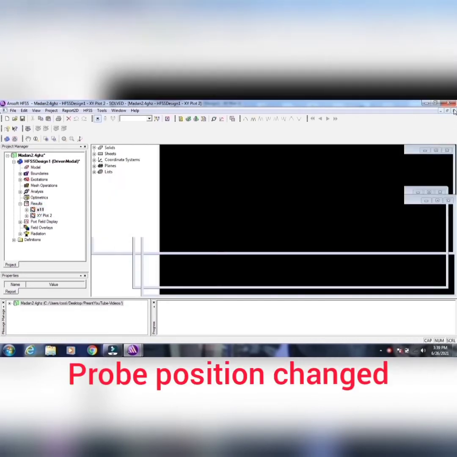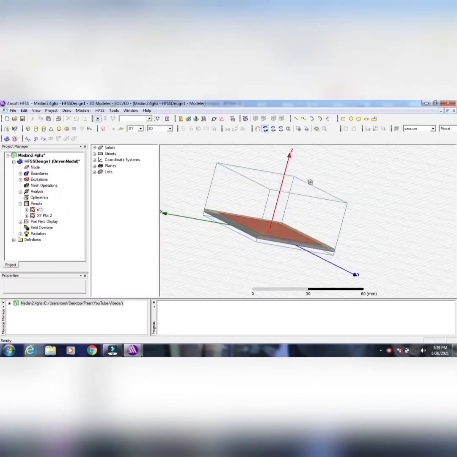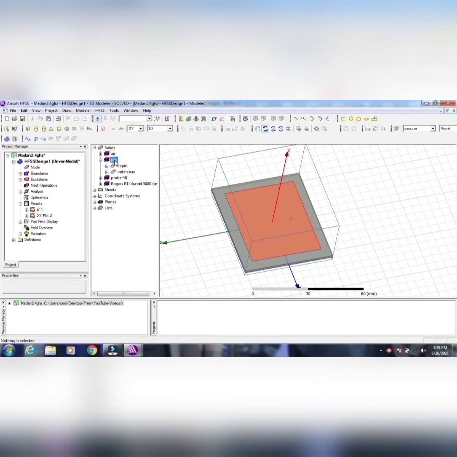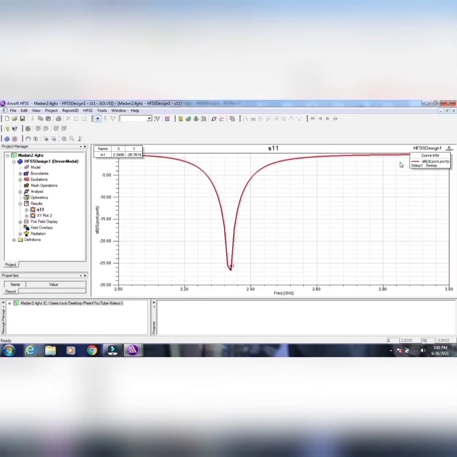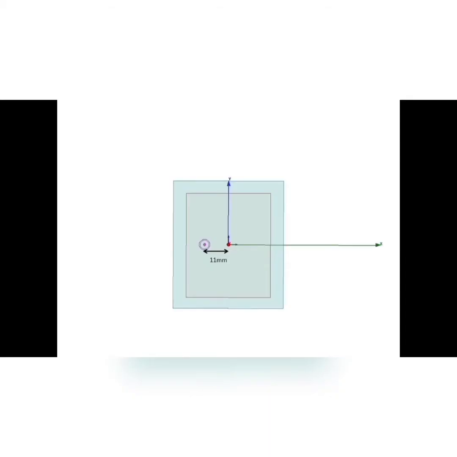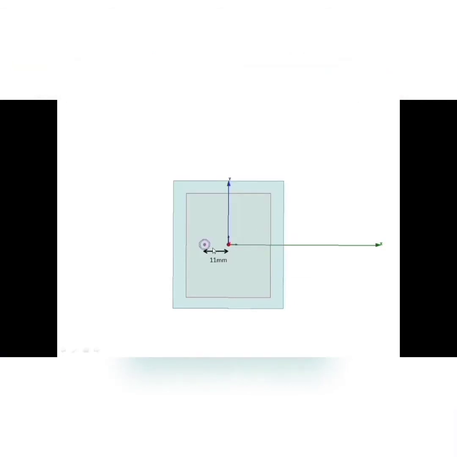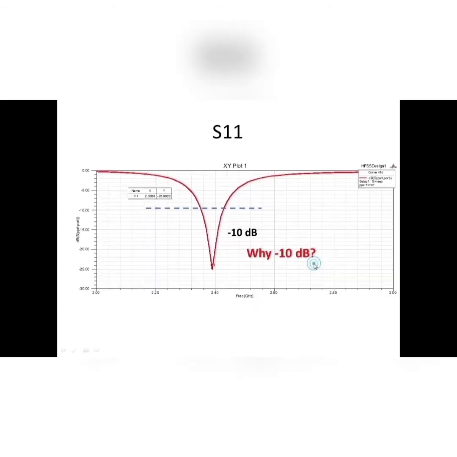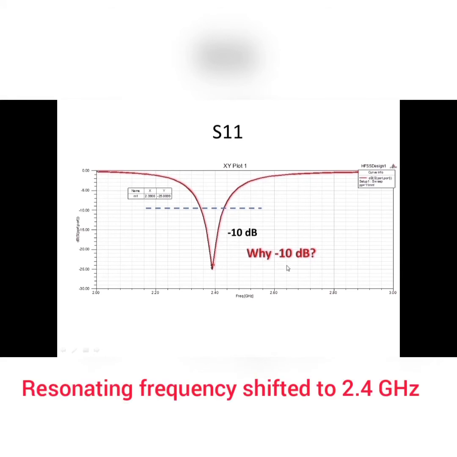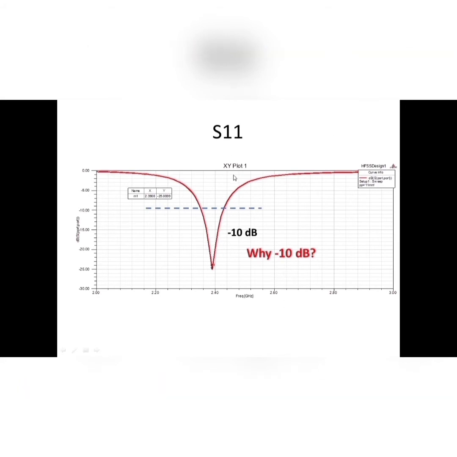Okay, now I changed from 9 mm in some steps, and finally I considered 11 mm, where I fixed my probe. Again I got results which are very good with respect to impedance match, but not shifted to the desired frequency. What to do with that? Now let us consider 11 mm. Symmetrically, I decreased the patch length to shift the resonant frequency to the higher side. So instead of 41 mm length of patch, I am considering only 39.5. Now I got this result. This is a very good result. The center frequency is exactly resonating at 2.4 gigahertz with some bandwidth also.